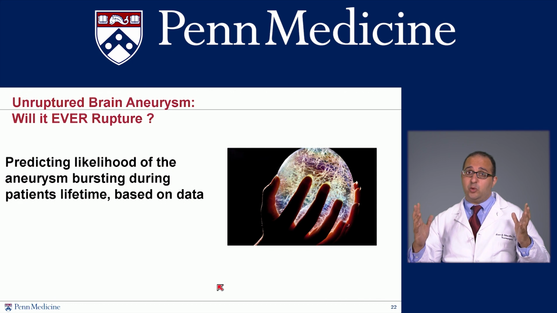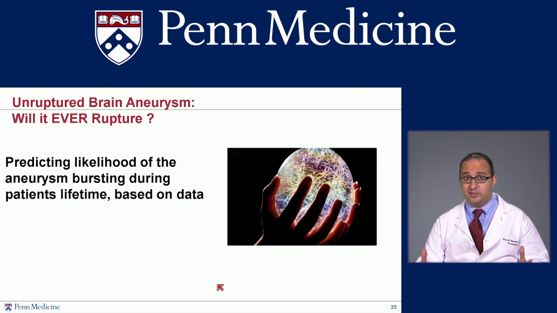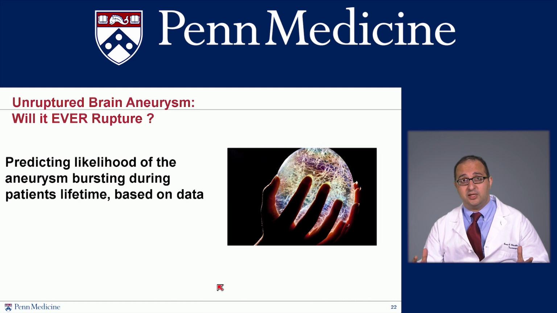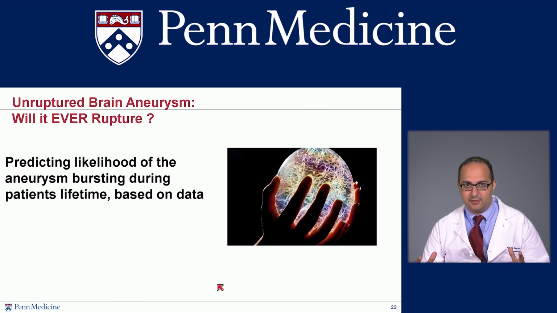We come to the main question, which is the underlying theme for this talk on aneurysms: once someone gets diagnosed with a brain aneurysm, how do we know if it will ever rupture? Because almost 50 to 70% of the aneurysms that get diagnosed may not ever rupture. So making decisions for treatment of an unruptured brain aneurysm in a patient is fairly complex because we have to consider a lot of different things.